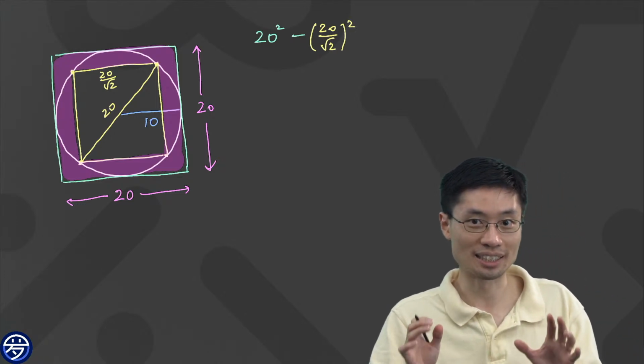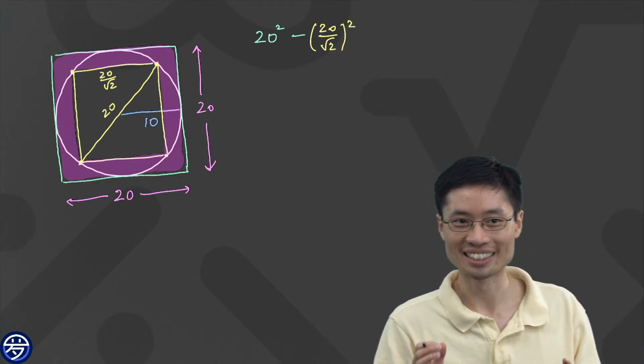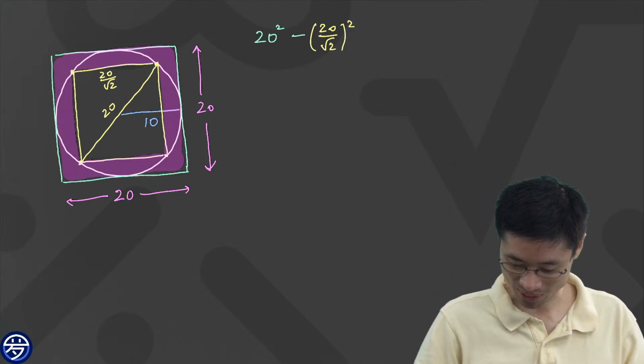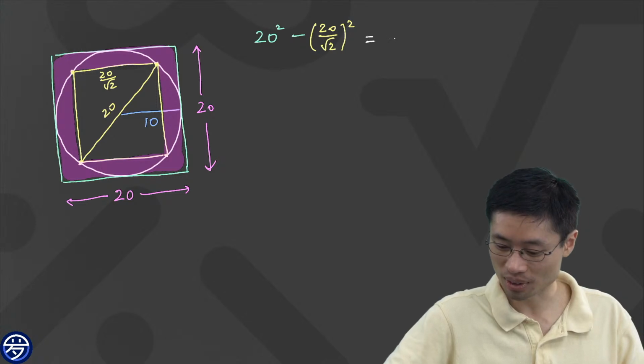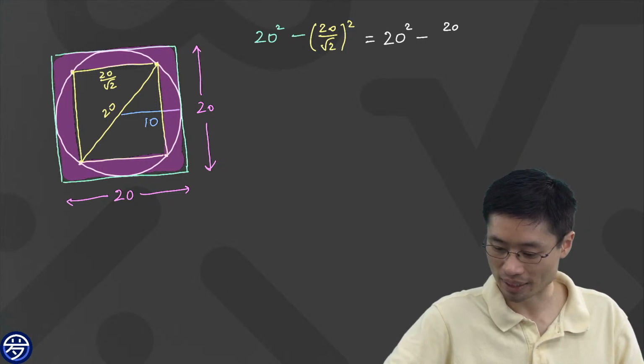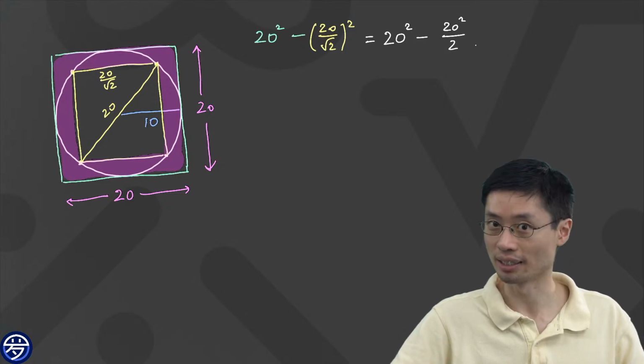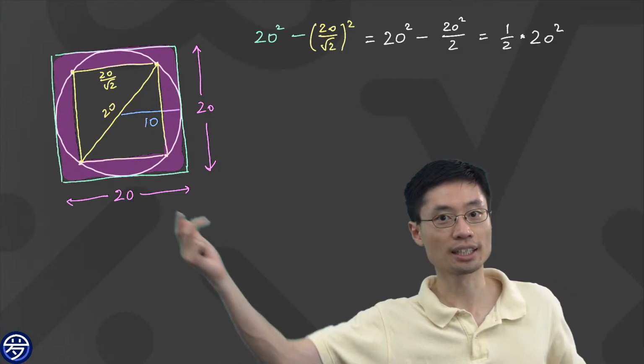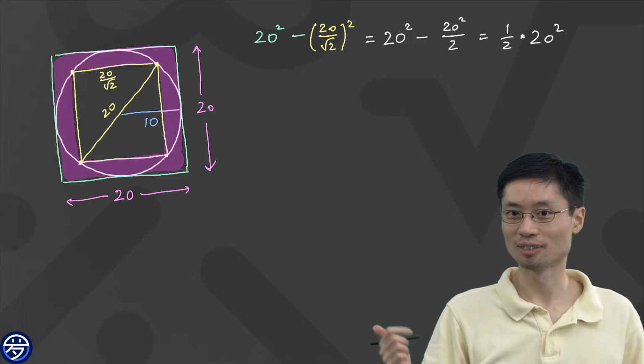But I want to emphasize the math here always works out the same way. That's actually what I want to do next, but let's just do this quickly. This is going to be equal to 20 squared minus 20 squared over 2. Oh, that's really interesting. That means that the answer is exactly 1/2 of 20 squared. So exactly half the area is shaded.